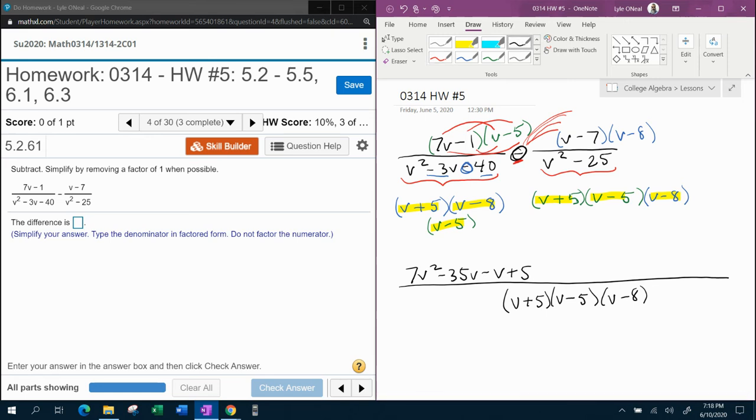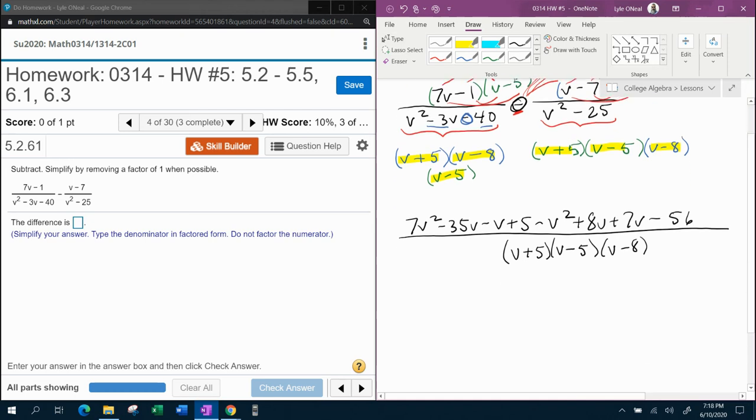Here we go. V times v, that is a negative v squared. On the outside, negative 8 times v, that's negative 8v. Change the sign. On the inside, negative 7 times v, change the sign, plus 7v. And last but not least, negative times a negative makes a positive. Change the sign, makes a negative. 7 times 8, 56. Isn't that great? Man, I hope you're following along.